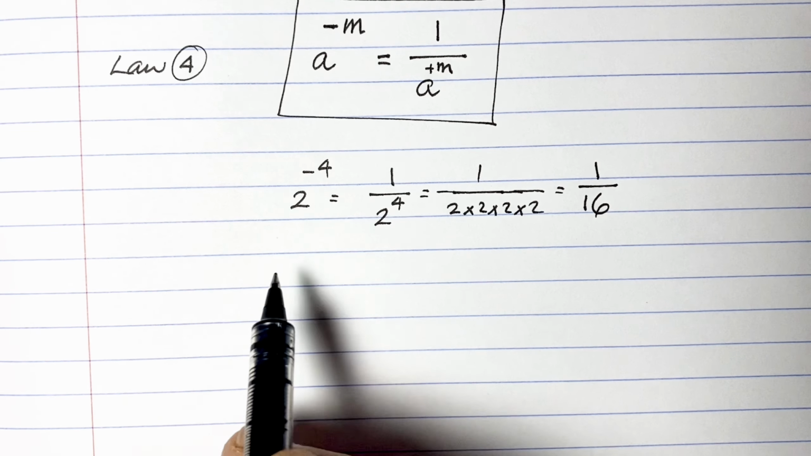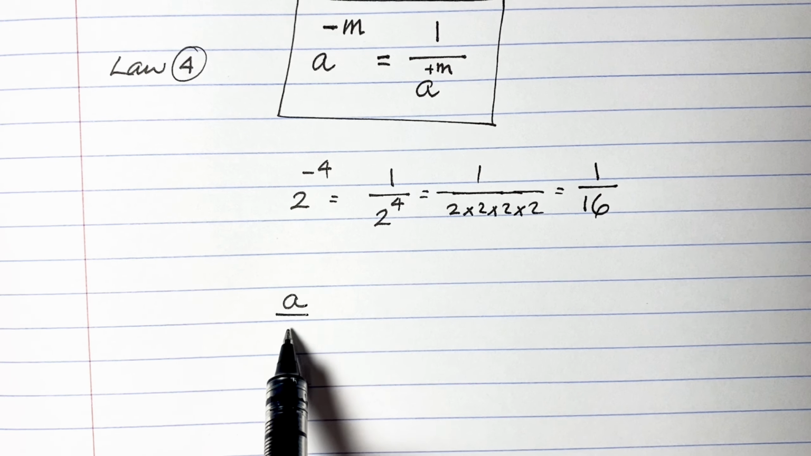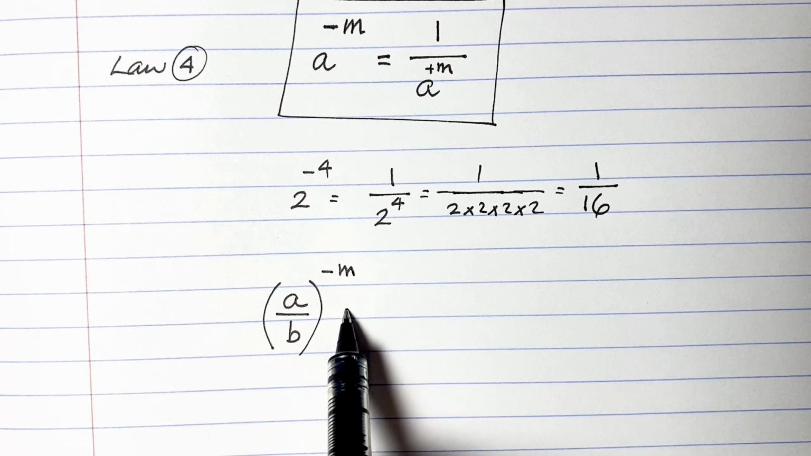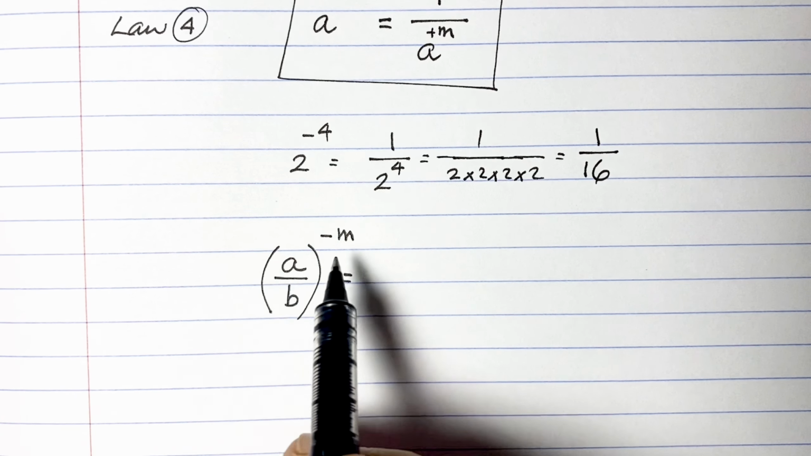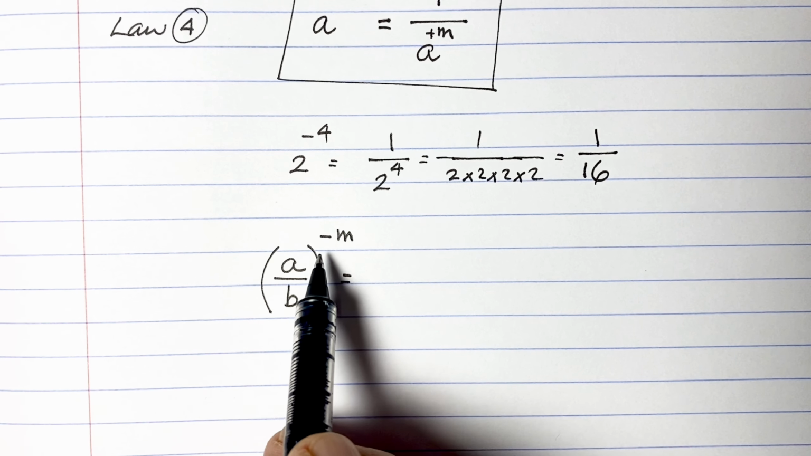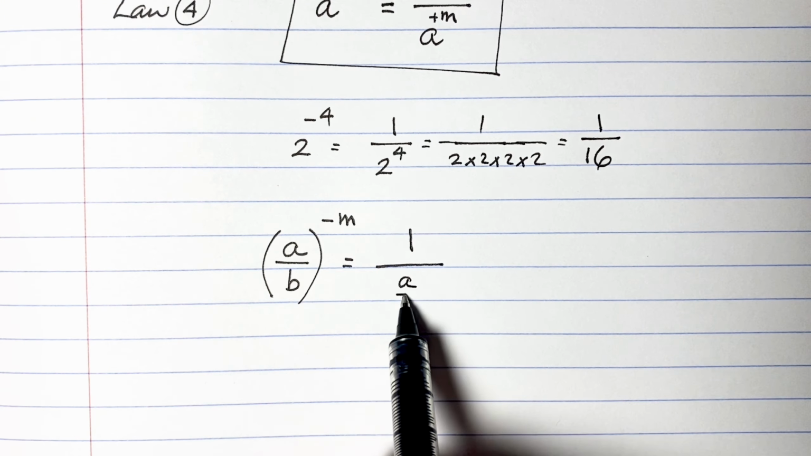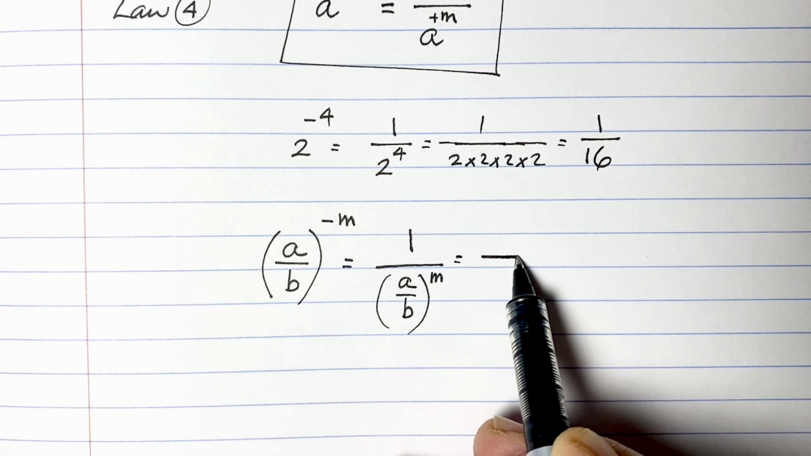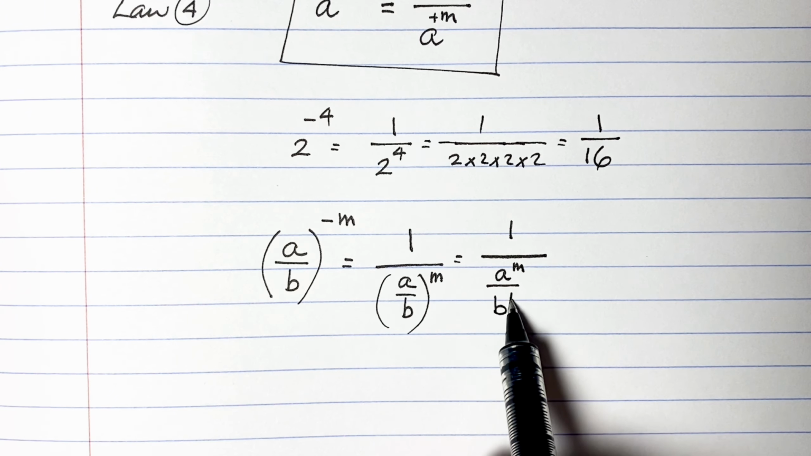Now, law number 4 also can be used as a fraction. Say you got a fraction a over b to the power of minus m. But I'll give you the answer in a minute. But let's go through the ritual and see how effective the answer is. Based on what I've taught you, in order to change the negative sign to positive sign, it costs you 1 over a over b to the power of plus m, which is 1 over a to the power of m divided by b to the power of m.